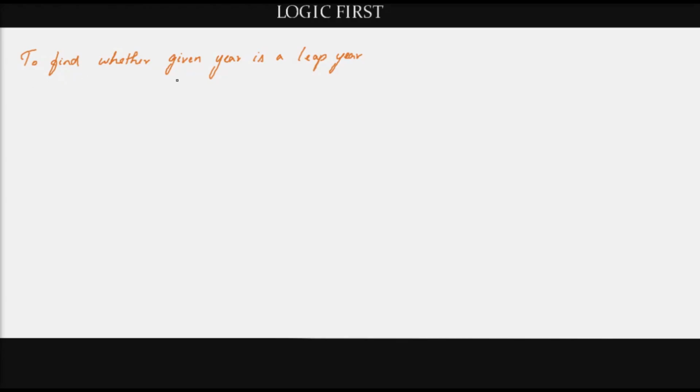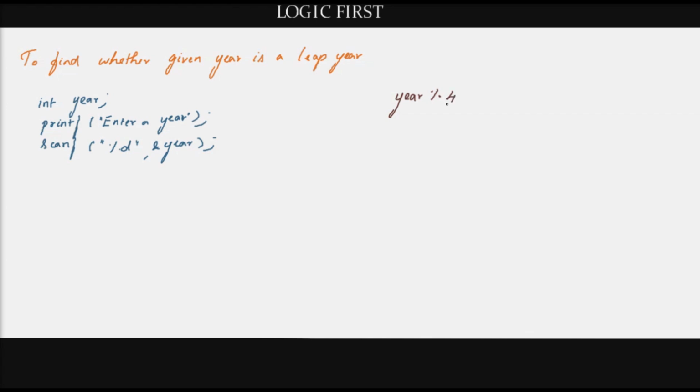Let's write one more simple program to find whether a given year is a leap year. So we are going to get an input year from the user and check whether the year is a leap year or not. Generally, a year is considered a leap year if it is a multiple of 4, which means that if you find year mod 4, it should be equal to 0. In that situation, it is definitely a leap year, right?